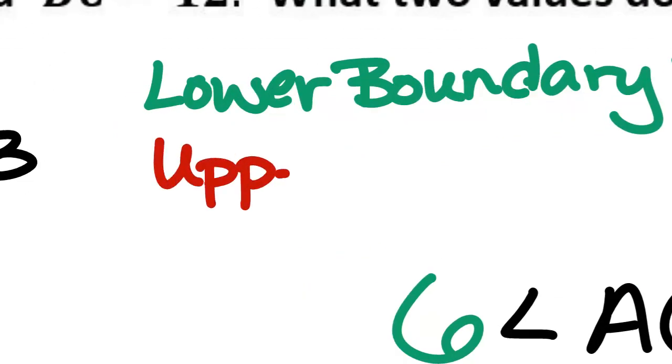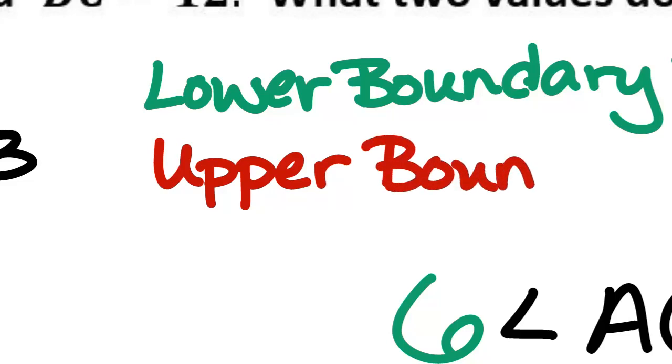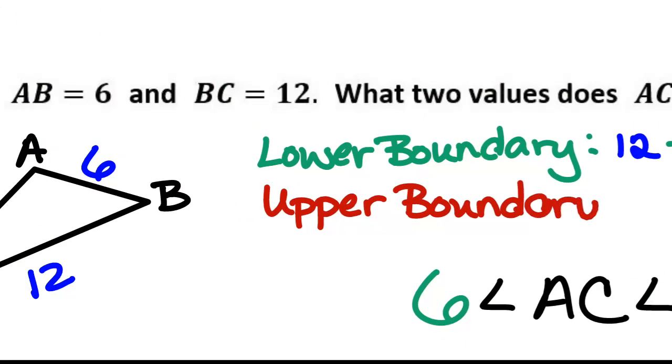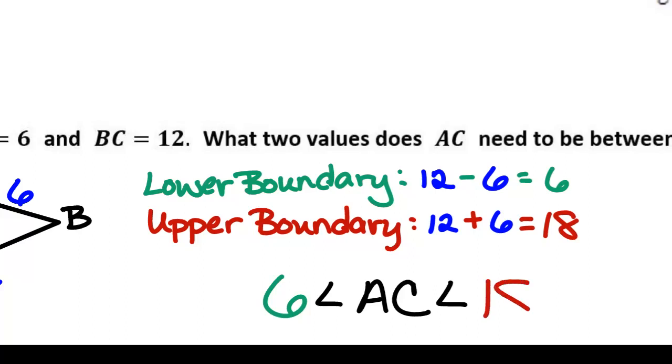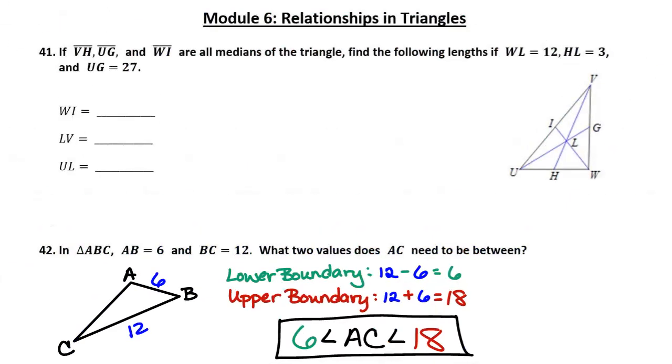To find the upper boundary, we add the two numbers that we've been given. So I would do 12 plus 6. And 12 plus 6 gives me 18. So AC has to be smaller than 18. It cannot be exactly 18 because it doesn't have the or equal to sign underneath it. It has to be smaller than 18. So 17.99999 is fine, but 18 is not. 19 is not. Has to be bigger than 6.